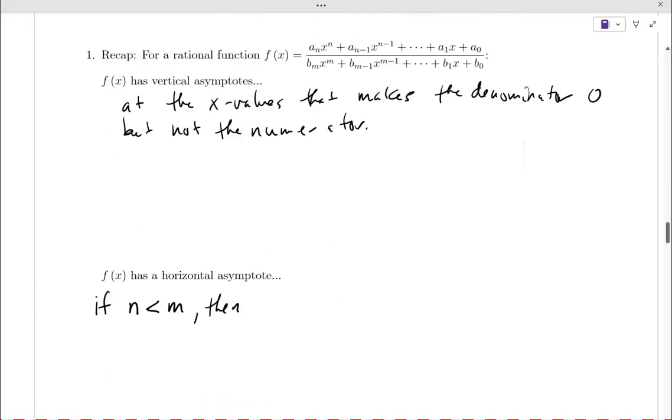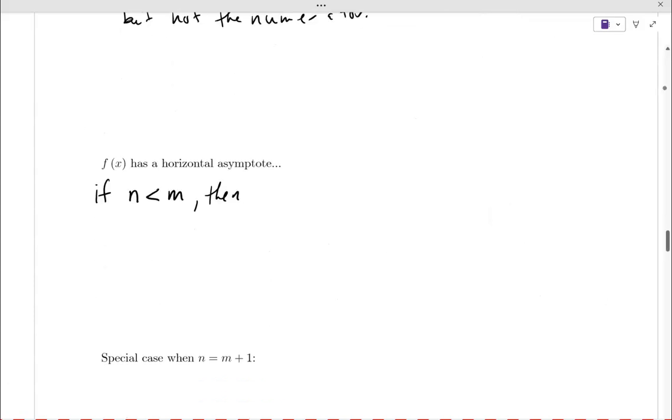So if your n is less than the m, so this is degree of the numerator is less than the degree of the denominator, then y equals 0 is the horizontal asymptote.